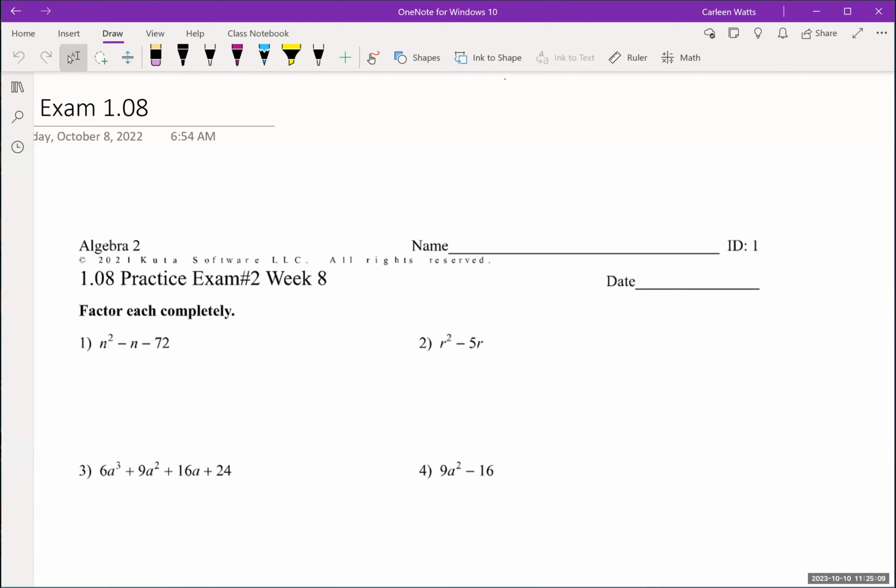The test will cover weeks 5 through 8. Week 9 was a review as well. So it'll cover the practice exam and the RSPs for 5, 6, 7, and 8. And it'll look pretty similar to the practice exam.